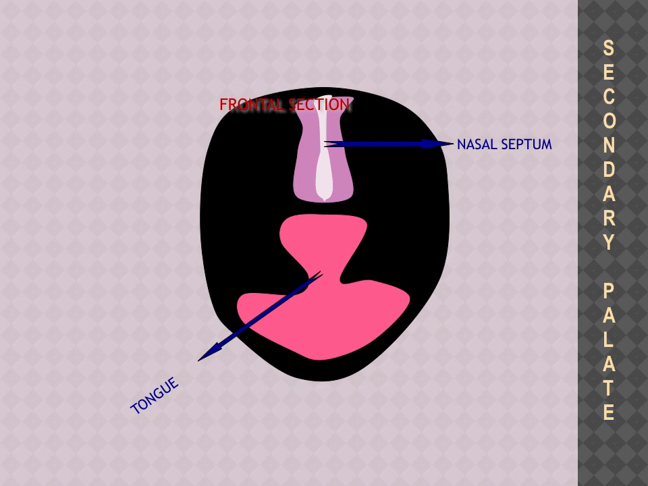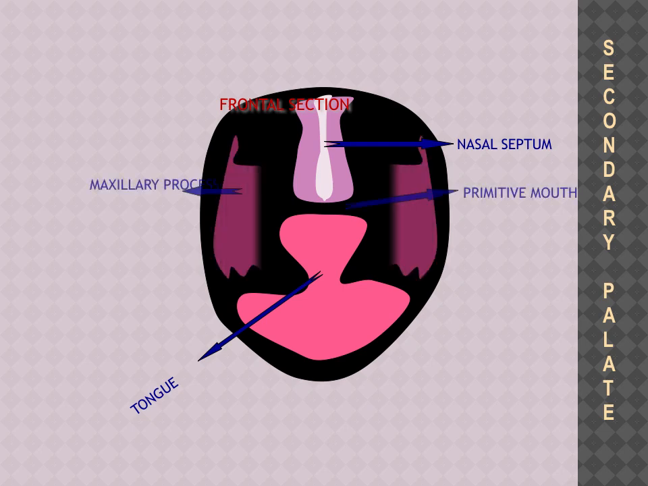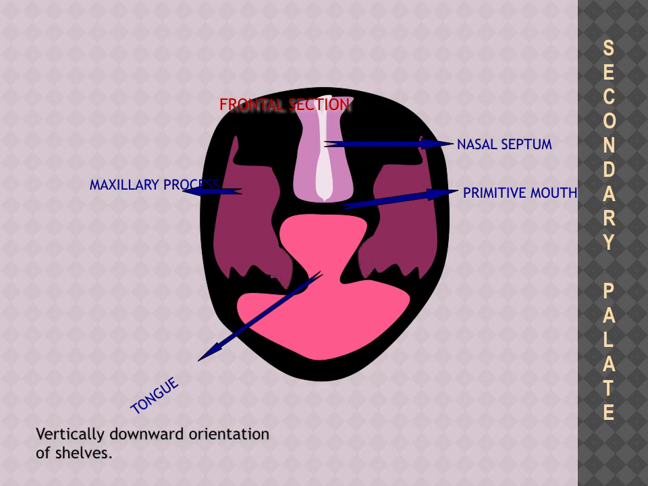Your tongue is lying vertically in between the two palatal shells, which actually wish to come close together and fuse. But they are being prevented because of the vertical position of the tongue in between. Hence, even if your maxillary processes grow, they grow vertically down. They are unable to grow horizontally and fuse with each other.